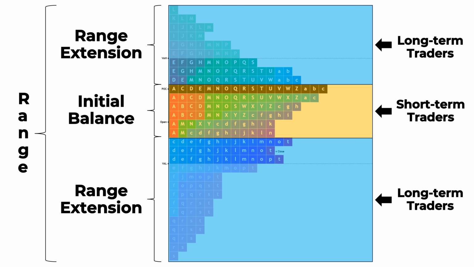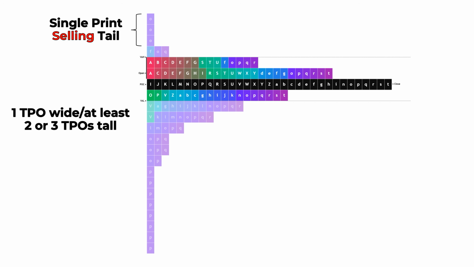Another important element in the market profile is the single print tail. The single print tails are the TPOs that happen at the extremes of the range, consisting of just one TPO wide and with at least 2 or 3 TPOs tall. At the top we have the single print selling tail, and at the bottom we have the single print buying tail. The single print tail represents extreme rejection.